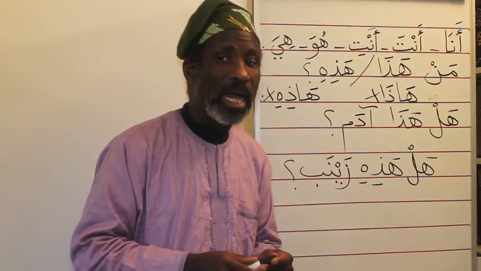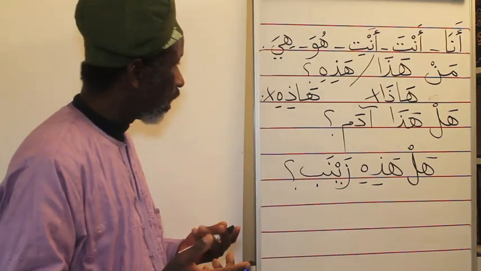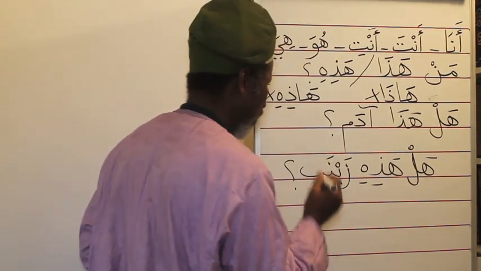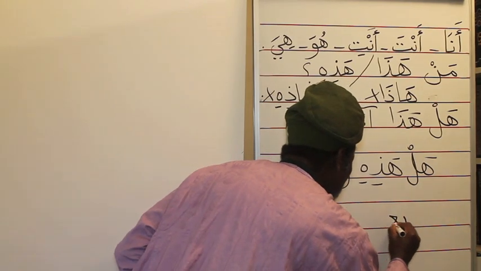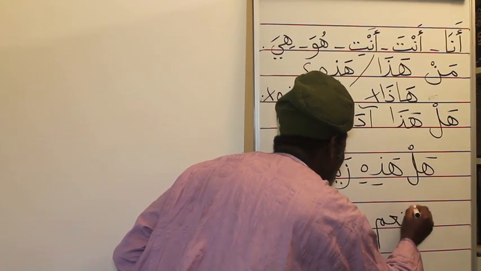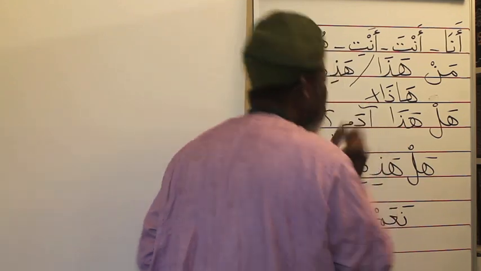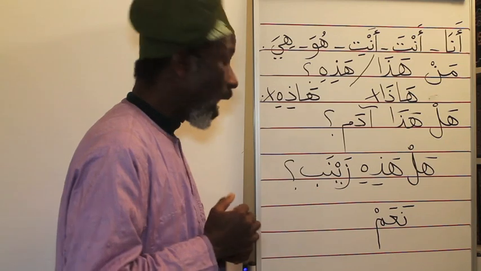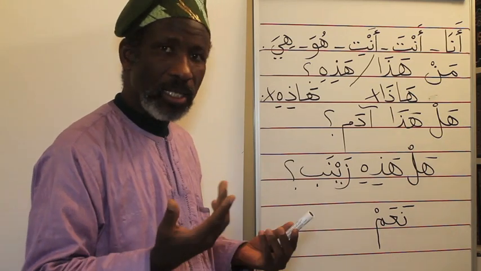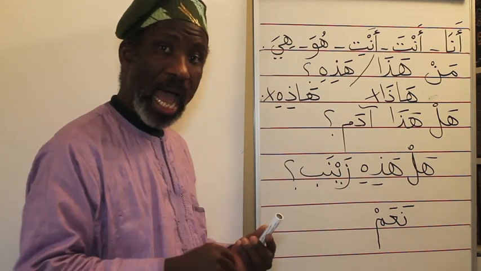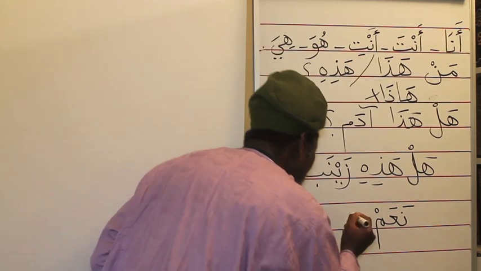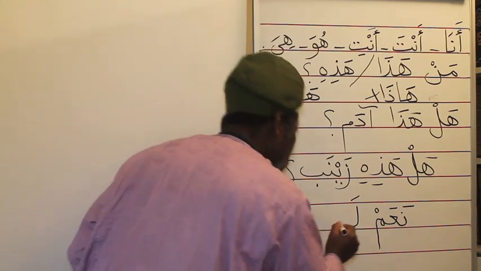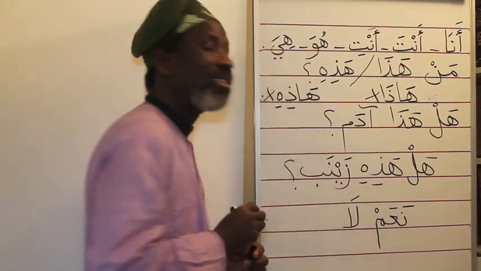Well done. So that's, for instance, na'am. Do you know how to write na'am? Let's try na'am. That means yes. What about la? That's simple. Lam, fatha, and then lengthening alif. That's your lam, and that's your fatha on the lam, and you put your lengthening alif inside it.